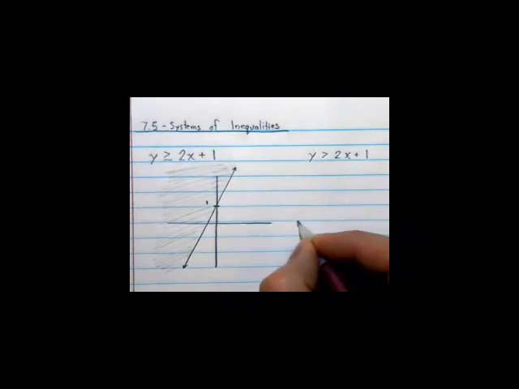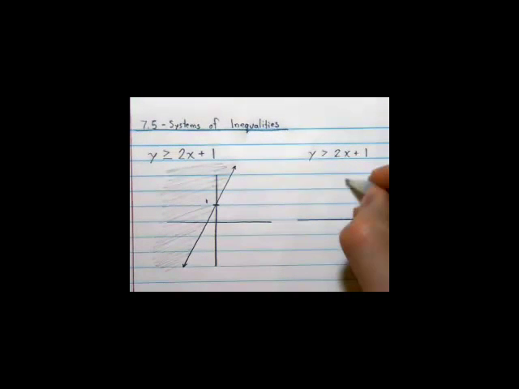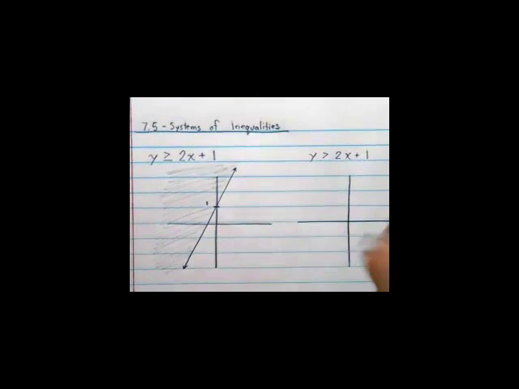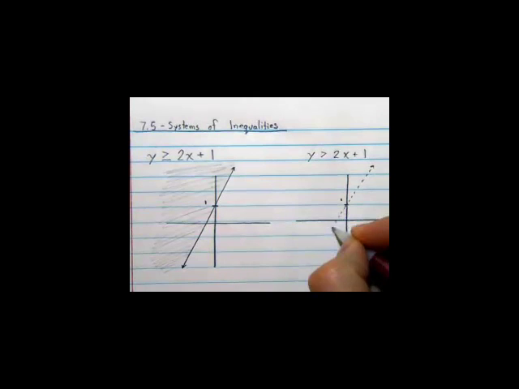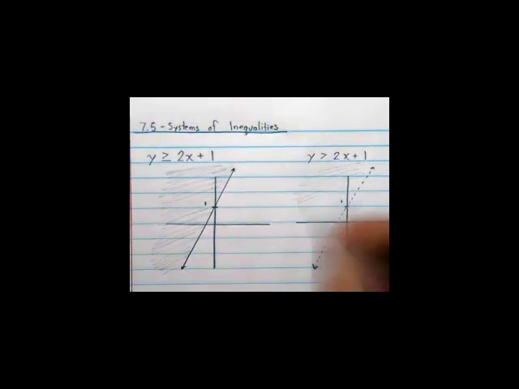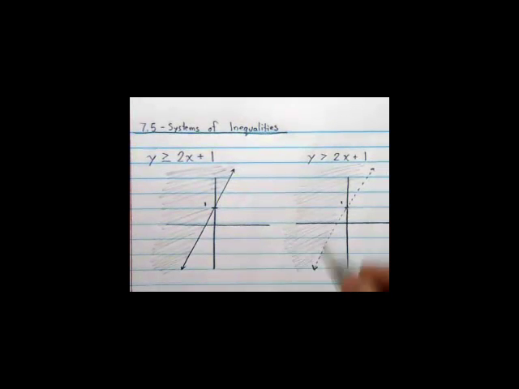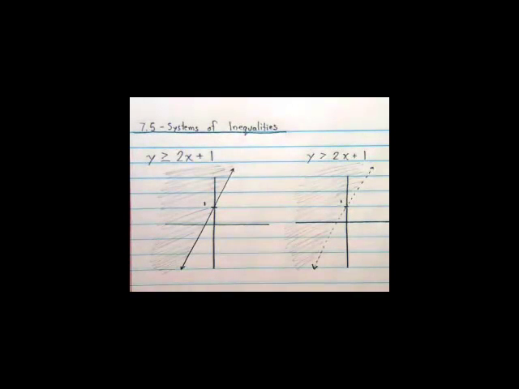So this one, I'll do another quick little graph. It should look very similar to the last one. The only difference is, like was stated, it should be a dotted line now, and then shaded above again. Okay, so any kind of line, that's the idea. If it's less than, you shade below. You get the idea.